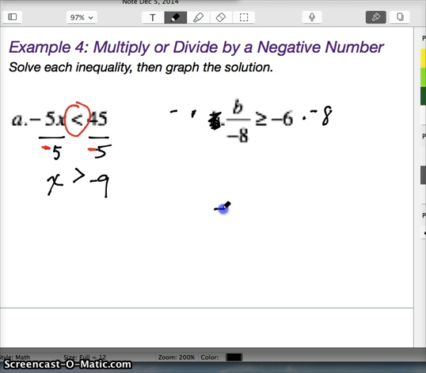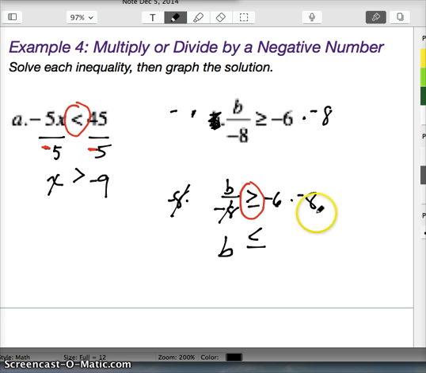Let's try this again. So we have b over -8 is greater than or equal to -6. Multiply both sides by -8. And as soon as I do that, the warning bells in my mind go off, because when I do the same thing to both sides of an inequality with a negative number, the sign flips. So I circle it, I flip the sign. And now -8b over -8 is going to be 1b. So I cancel out my -8s and I'm left with b. -6 times -8 is going to give me a positive 48.